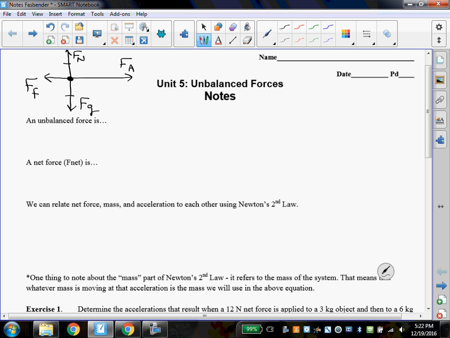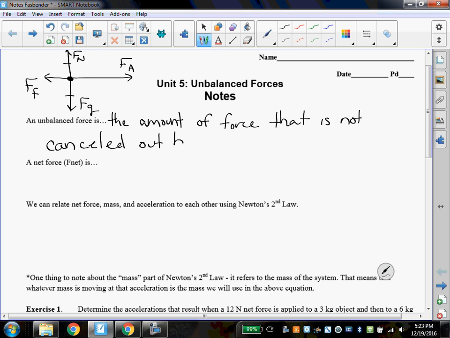So an unbalanced force is the amount of force that is not canceled out by other forces. We can show that on this diagram right here.